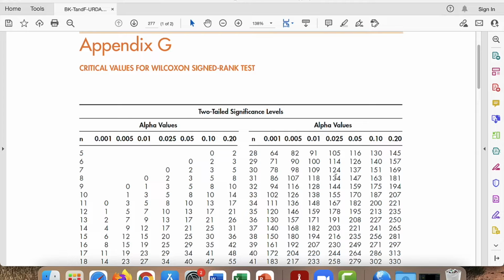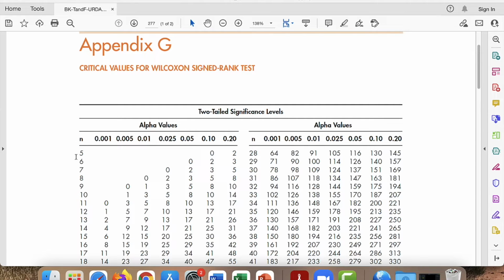Appendix G provides the critical W values for the Wilcoxon signed rank test. This is sort of a non-parametric equivalent to a paired or dependent t-test. What you do is go through the steps to calculate your observed W statistic, and you compare that to the critical W statistic that you can find in Appendix G. So here's how you read it.